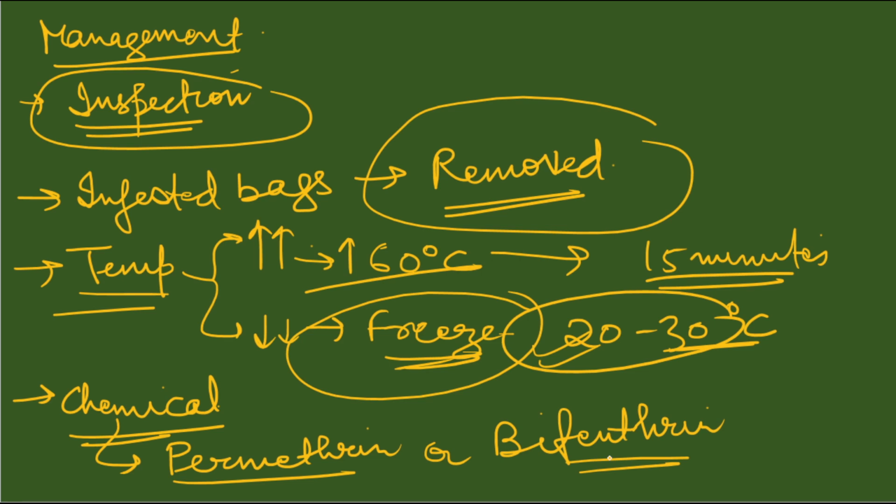Now let's move to the second pest, that is Khapra beetle. Okay. So generally it hosts some specific crops, some cereals such as wheat, jowar, maize, rice.